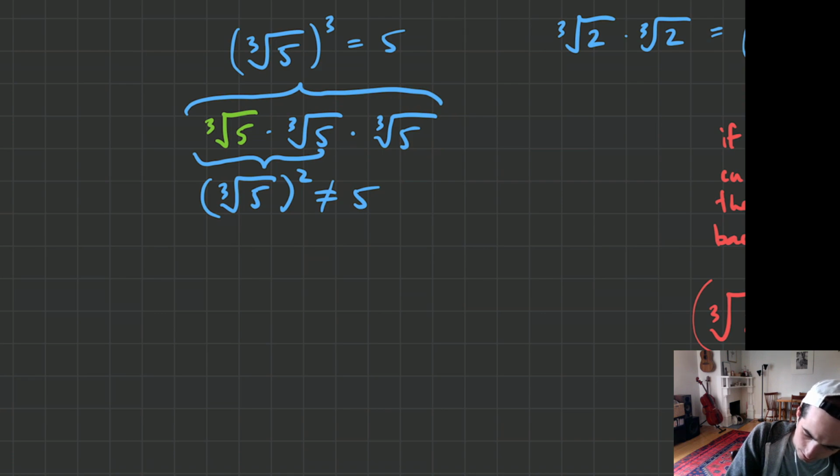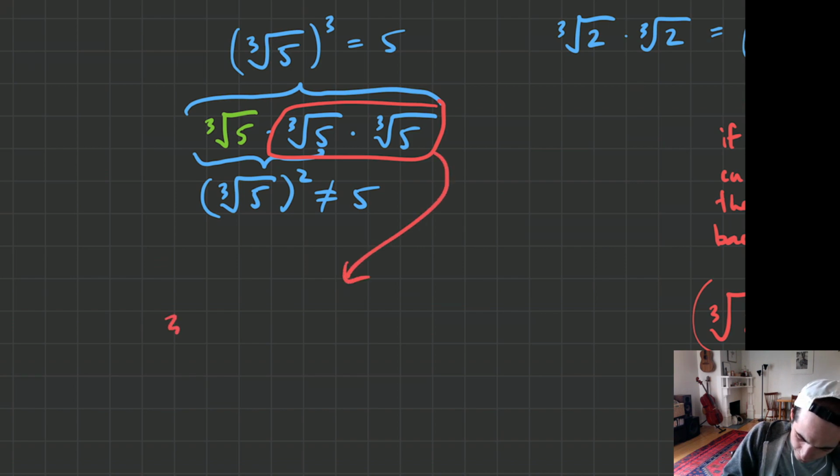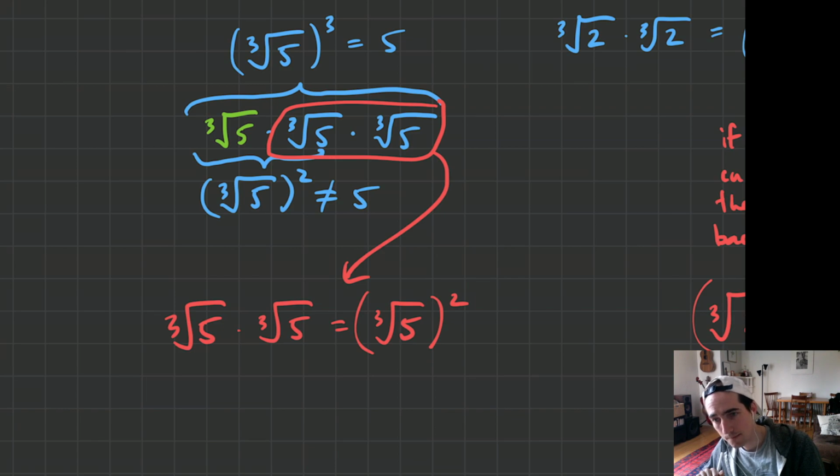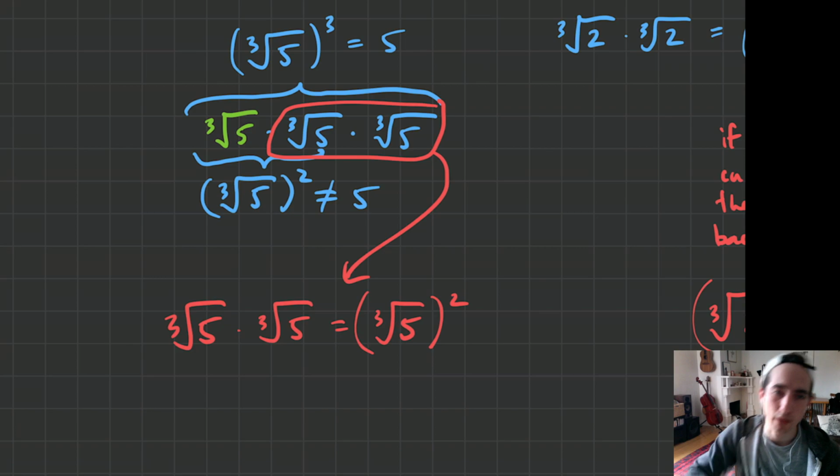Okay, well, let's take a look, and let's stick with these colors. It's color coding. So the cube root of 5 times the cube root of 5 is equal to the cube root of 5 squared, right? It's the cube root of 5 squared. So that's what we're going to multiply the numerator and the denominator by.